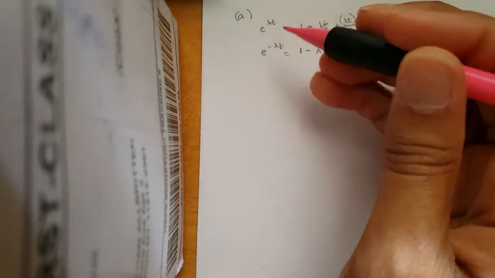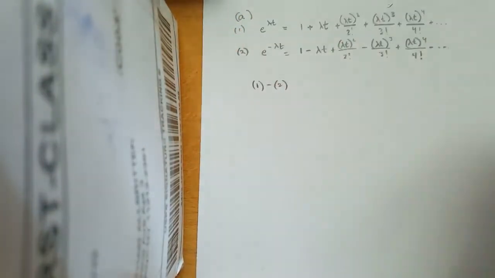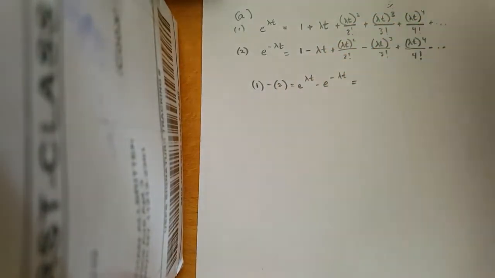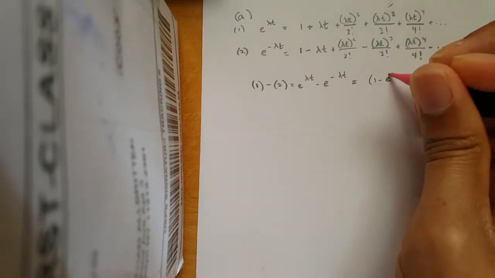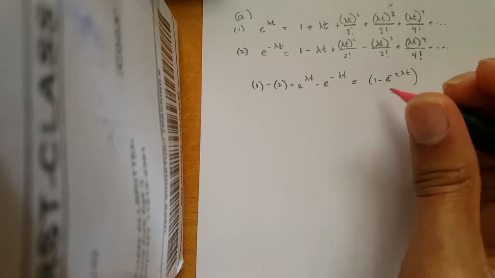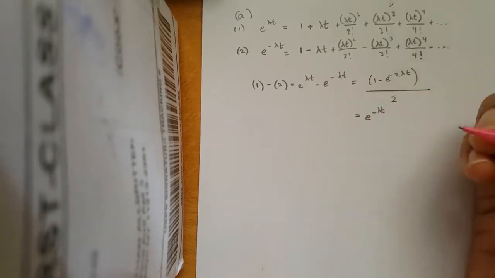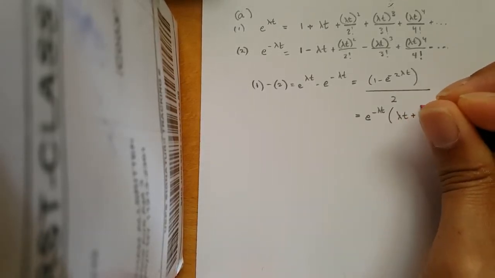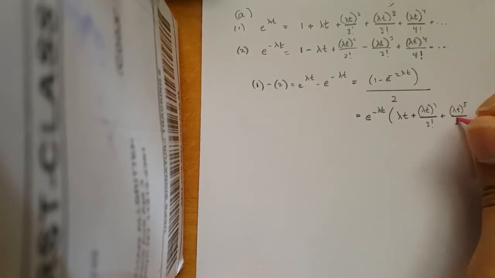And so we have, if we label these as 1 and 2, e to the lambda t minus e to the negative lambda t, which eventually simplifies out to 1 minus e to negative 2 lambda t over 2, and can be shown as e to the negative lambda t times lambda t plus lambda t to the 3 over 3 factorial plus lambda t to the 5 over 5 factorial, and again continues on as such.